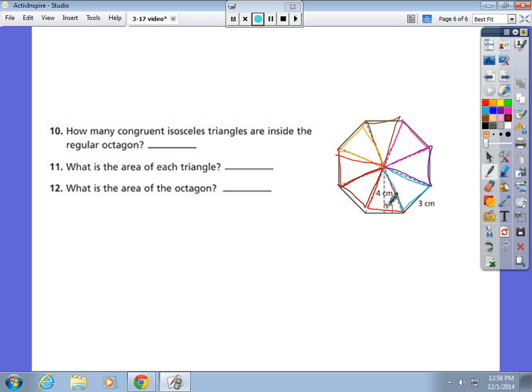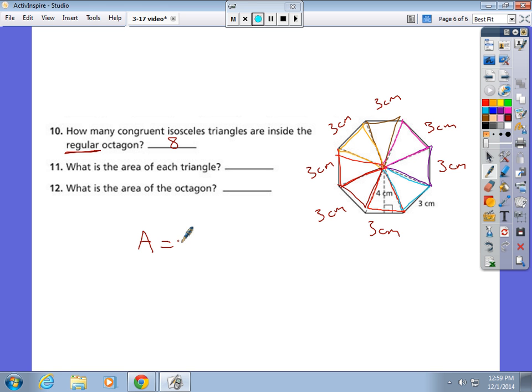I know some of you might have seen this dotted line here, but that's showing our height, and we're going to need that to find our area. How many congruent isosceles triangles are there? There are 8 triangles. Okay, so what is the area of each triangle? Well, if this is a regular octagon, as it says it is, I know that every side is going to be 3 centimeters, because that's what regular means. All the angles are the same, and all the sides are the same. So in this case, we really only care that all the sides are the same.